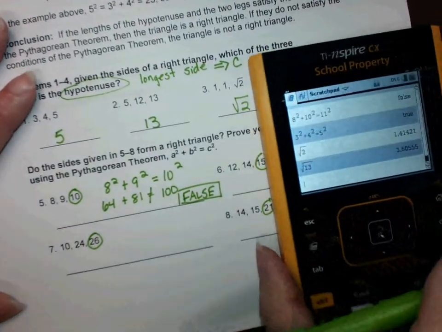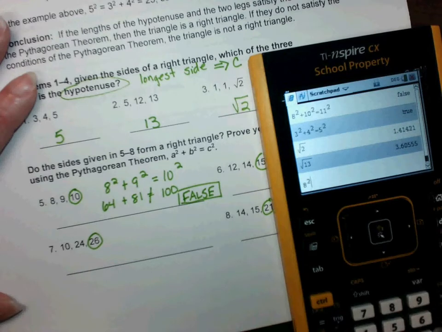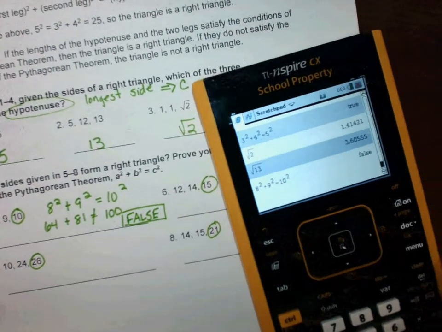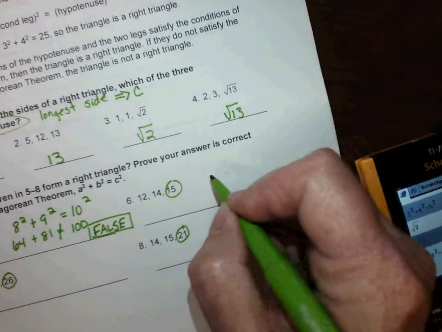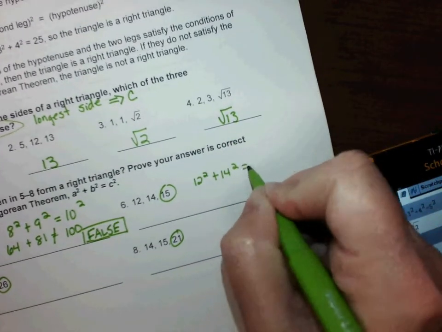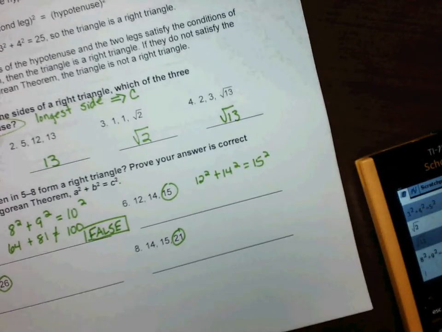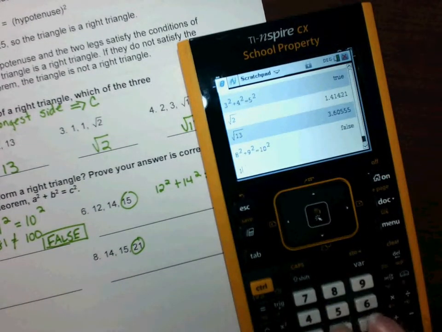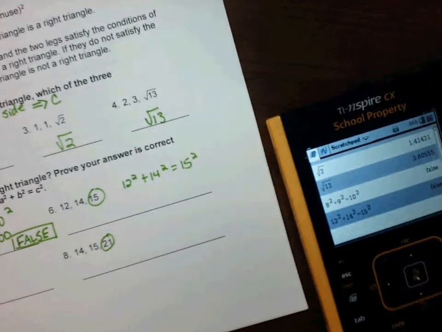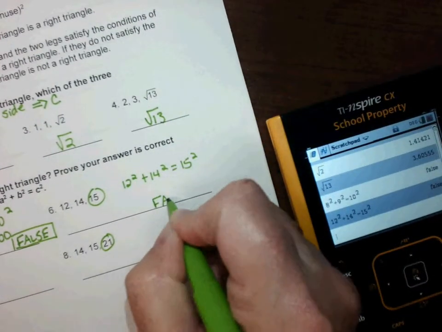Now, if you wanted, you could just use your calculator. 8 squared plus 9 squared equals 10 squared. Hit enter, and it will tell you it's false. Okay? 12 squared plus 14 squared equals 15 squared. Let's see. 12 squared plus 14 squared equals 15 squared. Nope, that is false.